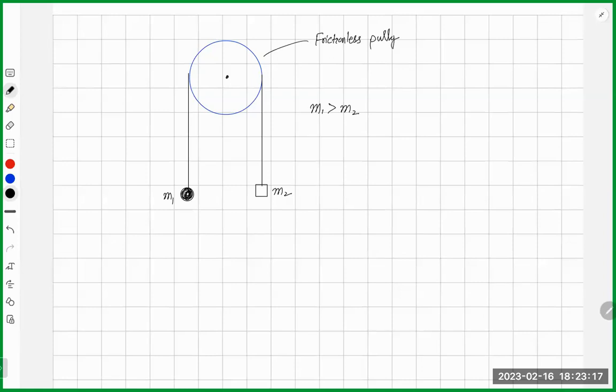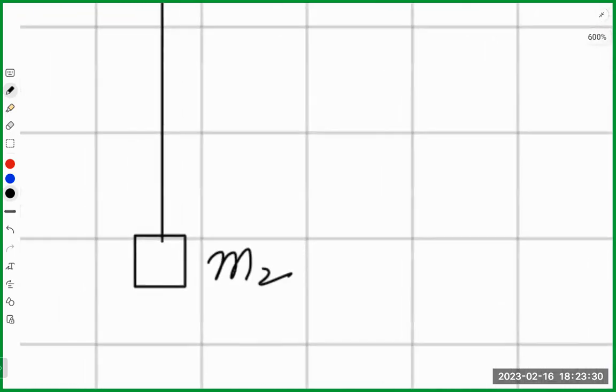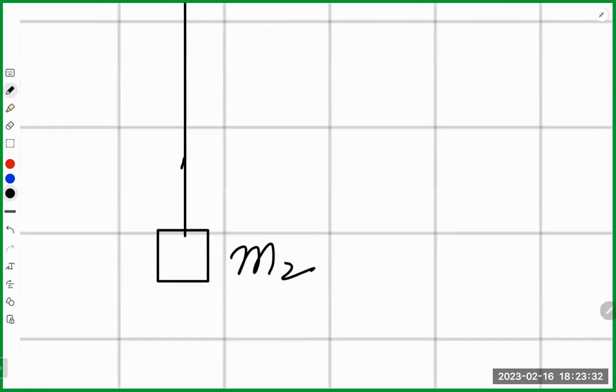Pulley. What did we learn about the tension yesterday? That the tension is always acting opposite from the surface of the object it is attached to, along the rope. So when we focus on this one, we think that the tension is acting this way. This will be the direction of tension.